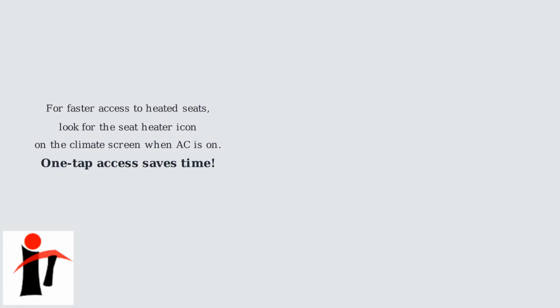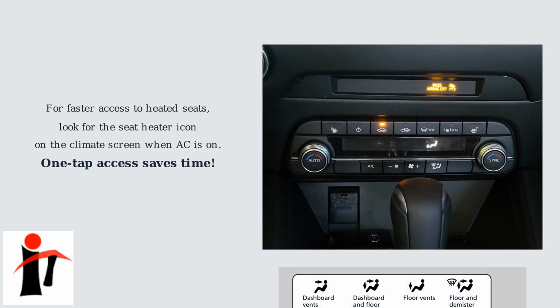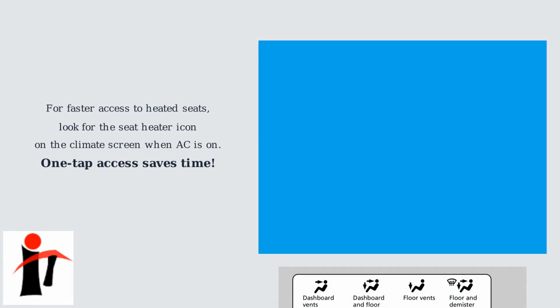For even faster access, look for the seat heater icon on the climate screen when the AC is already on. This gives you one-tap access to turn on your heated seats. This shortcut can save you time and get you warm even faster.